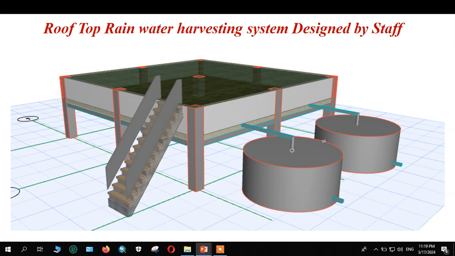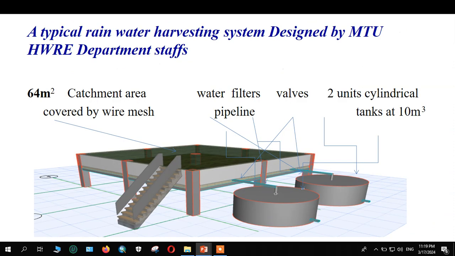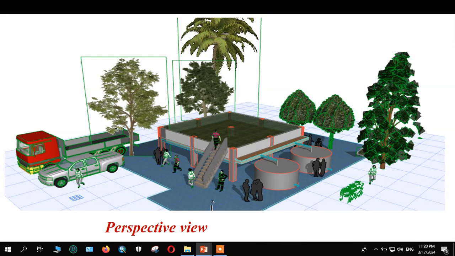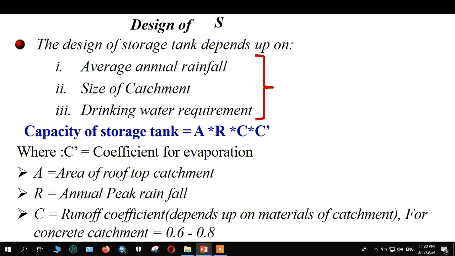This is a slab of 8 by 8 and two storage tanks of 10,000 liters. This is an example designed by the MTU hydraulic department staff, which has not been constructed on the ground. It is in the process. Therefore, this is simply for teaching purposes.